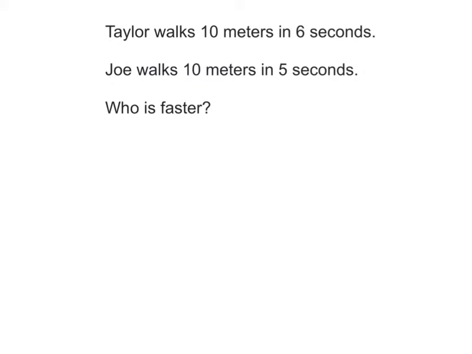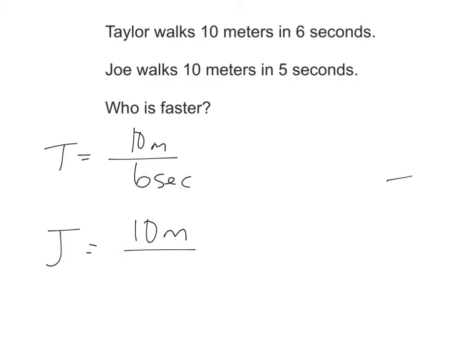Taylor and Joe. Taylor walks 10 meters in 6 seconds. Joe walks 10 meters in 5 seconds. At this point, you should understand that you're looking for a unit rate. You're looking for a walking rate. So first of all, Taylor walks 10 meters in 6 seconds versus Joe walking 10 meters in 5 seconds. So we're going to determine their walking rate.